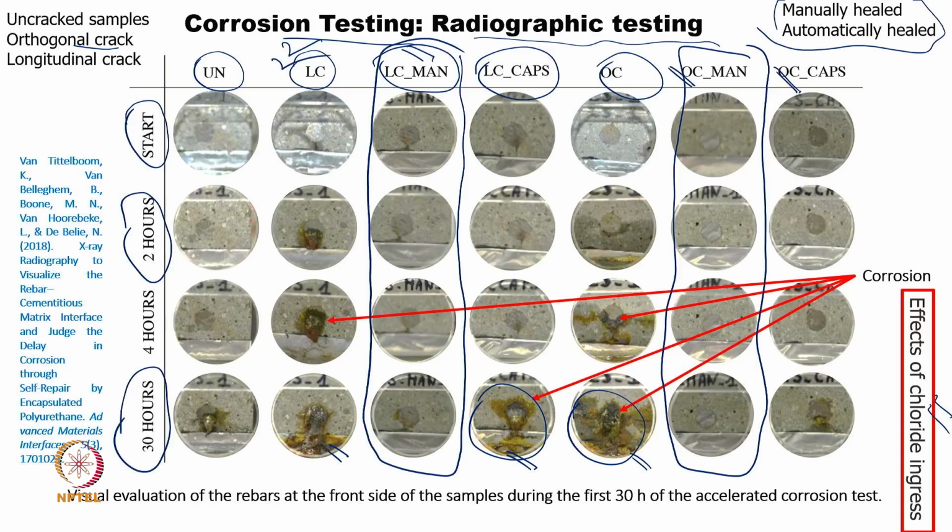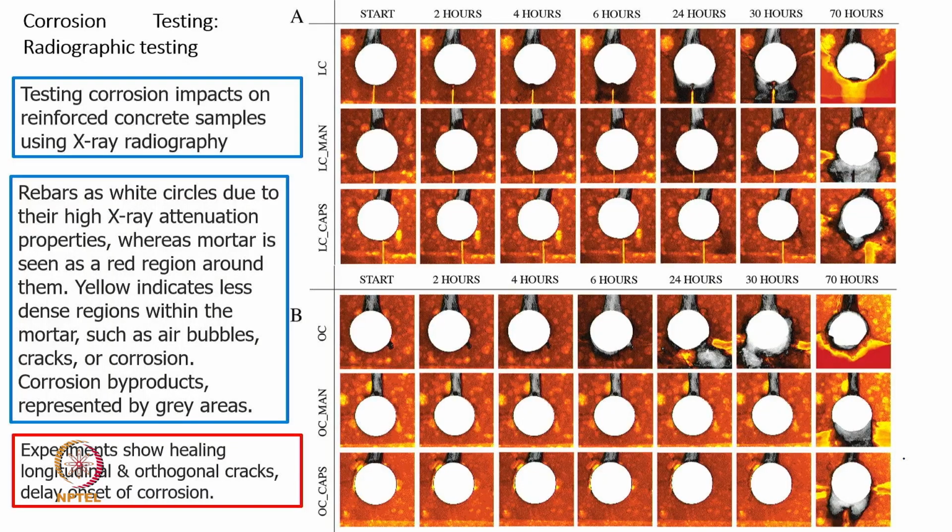This paper was published in 2018, and it is about X-ray radiography to visualize the rebar-cementitious matrix interface and the delay in corrosion through self-repair by encapsulating polyurethane. That means they are using polyurethane to self-heal the crack, and it bonds to the crack and does not allow chemicals or solution to ingress to the reinforced material. So, we can delay the corrosion based on that, and that is what has been shown in this case.